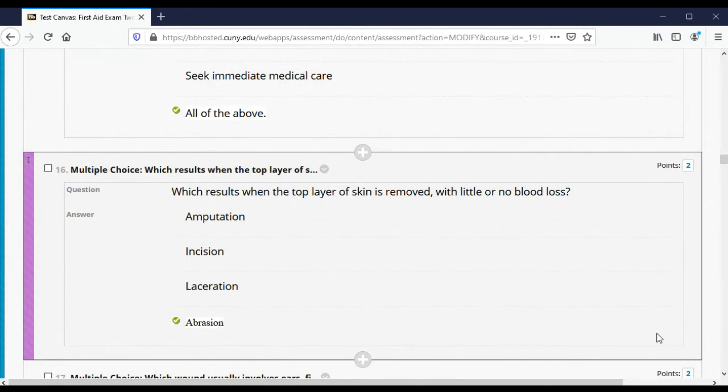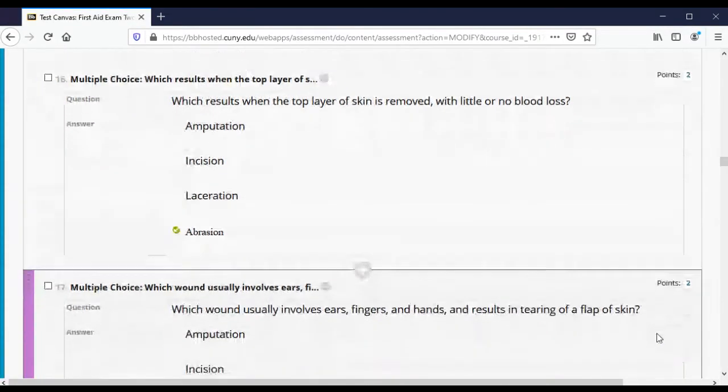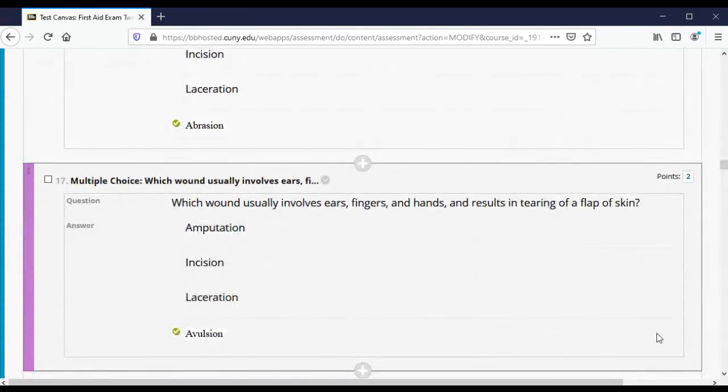Which of the following results where the top layer of skin is removed with little or no blood loss? The simple textbook definition is an abrasion, usually a superficial scraping of the skin. Which wound usually involves ears, fingers, and hands, and results in a tearing of a flap of skin? A flap of skin, you're going to think of avulsion.